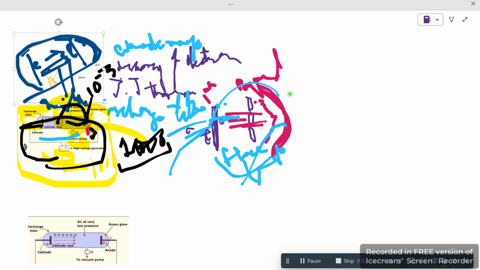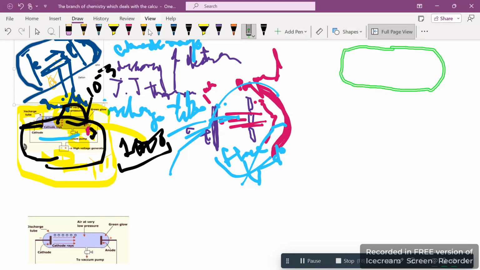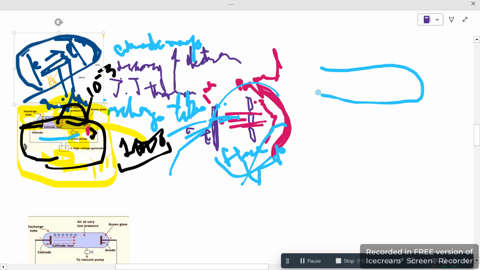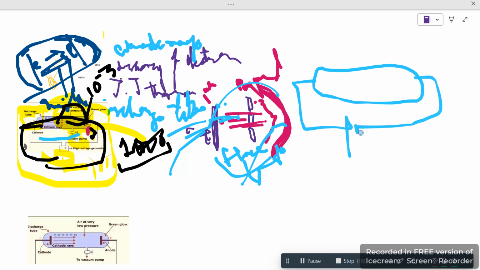So, simply, we had a discharge tube. This is a discharge tube which is attached to a battery or a source. That source has high voltage, we just say a thousand volts, and inside there is low pressure air, that is 10 power minus 3.